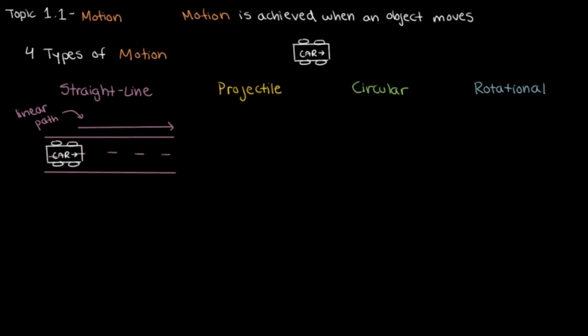If you look at the word linear, it has the word line in it. That's a way you can remember that when an object is traveling in a straight line, it follows a linear path. So just think about when a car is traveling on a straight road.